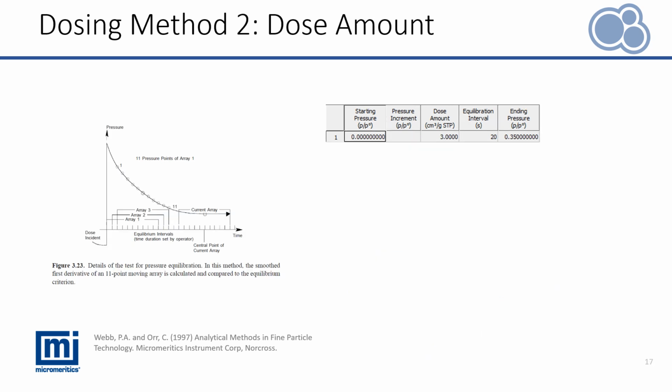The next method is entering a fixed dose amount. In this example, the dose amount is set at 3 cubic centimeters per gram STP, which is estimated by knowing the sample mass and the measured or entered free space. So when using this method, entering the accurate dry mass of the sample is crucial, as well as a good measurement of the free space. If the free space cannot be measured before the analysis due to the microporosity of a sample, then at least a good estimate of entered free space is needed.